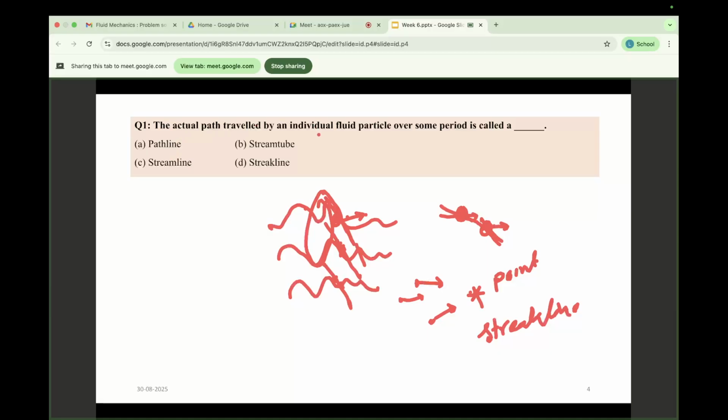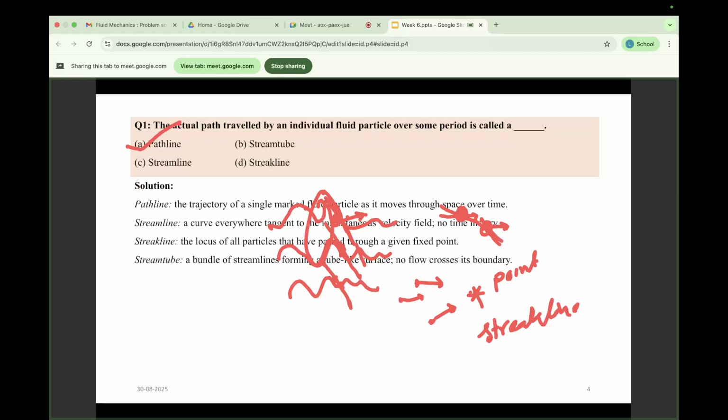So in our question, as it asks about the path of an individual fluid particle, and it is also mentioned that this particle is observed for some period of time, it should be the path line. So the correct option is the path line.